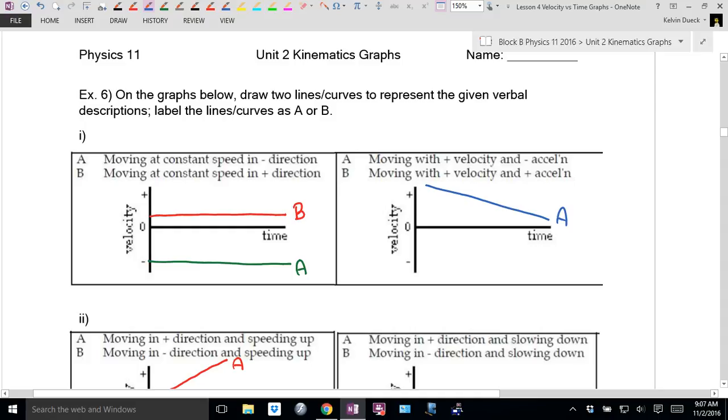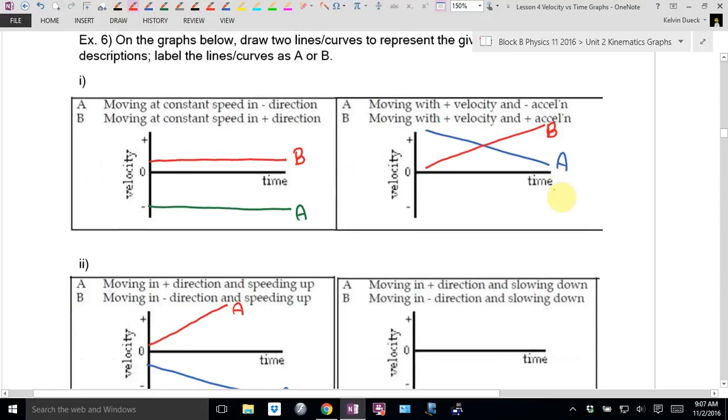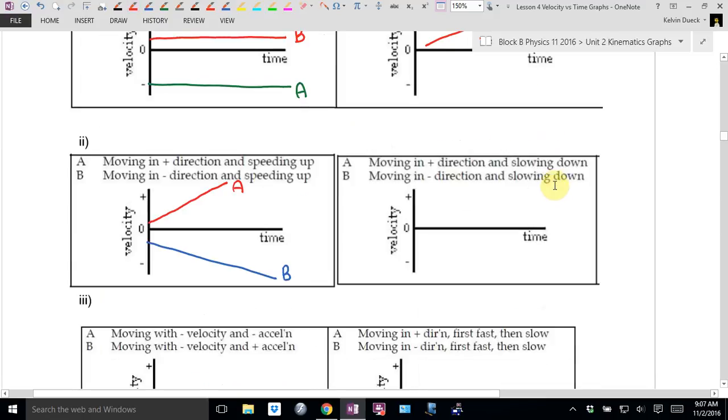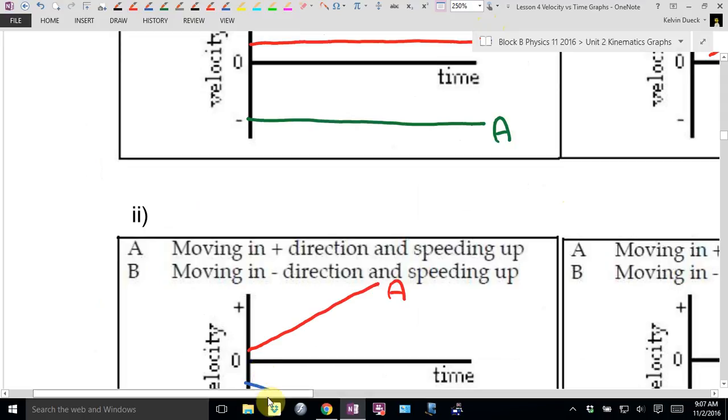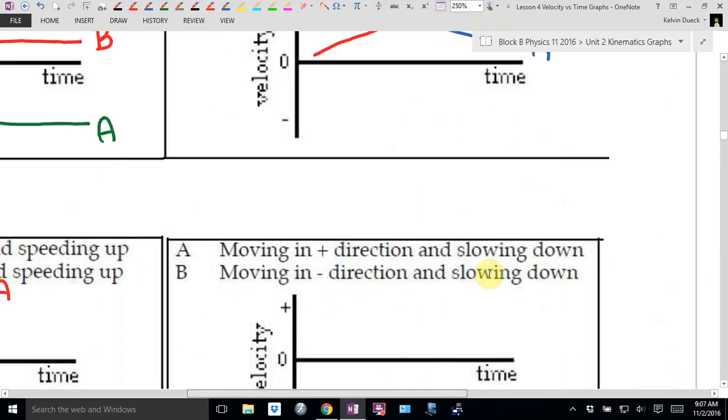What about a positive velocity and a positive acceleration? Yeah? All right. You know what? I think I could have zoomed in. That's what I should have done to begin with. And that way in the back row you guys can see a bit better.